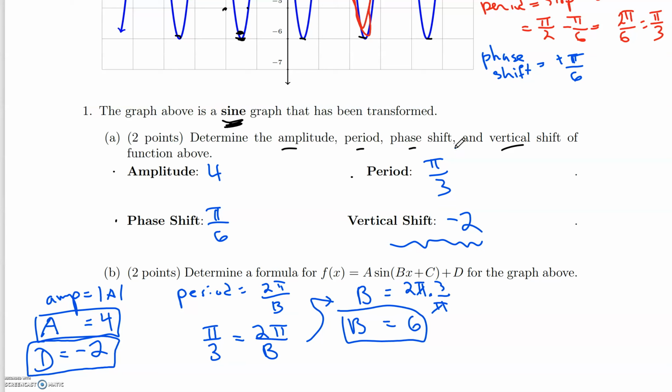Finally, phase shift is -C over B. Our phase shift was pi over 6. And we found B to be 6, so this is -C over 6, which means that C is equal to -pi.